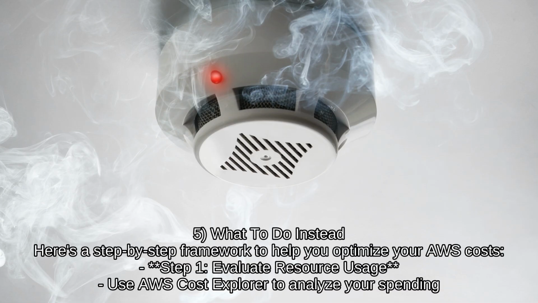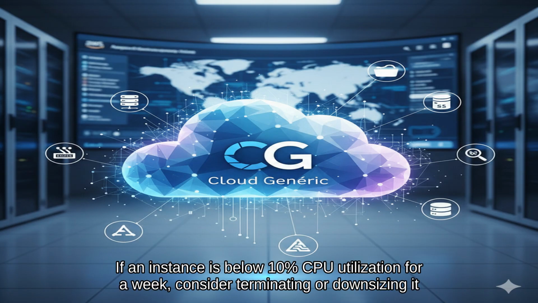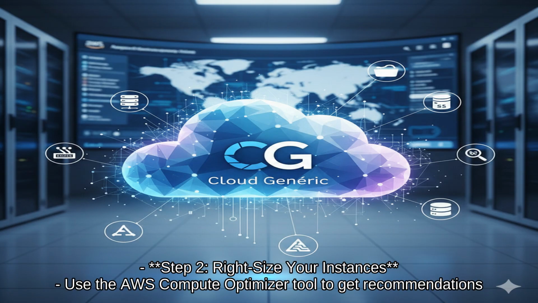What to do instead: here's a step-by-step framework to help you optimize your AWS costs. Step 1. Evaluate resource usage. Use AWS Cost Explorer to analyze your spending. Look for idle resources. If an instance is below 10% CPU utilization for a week, consider terminating or downsizing it.